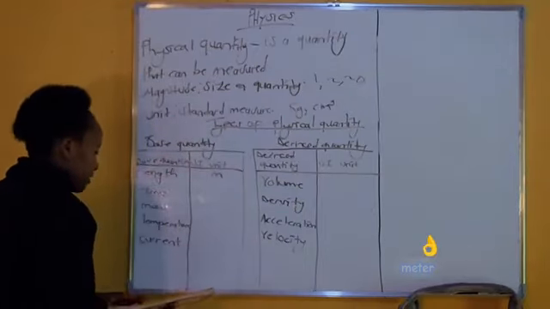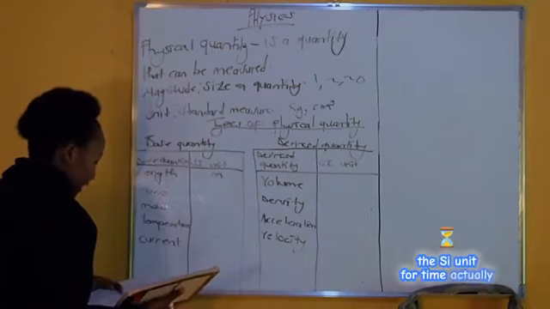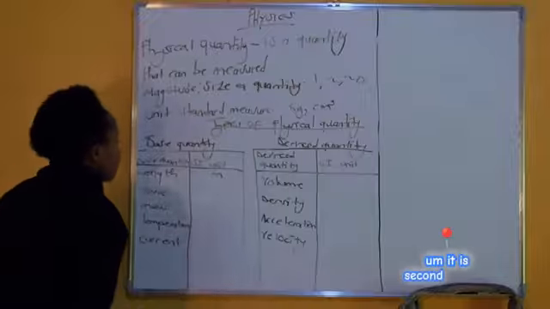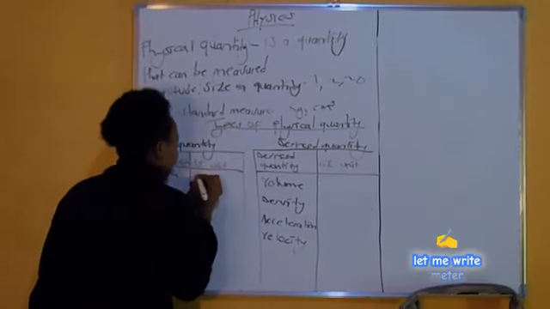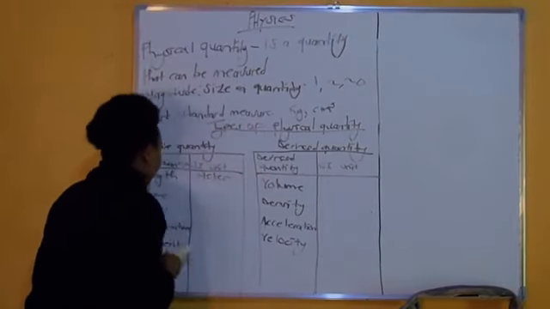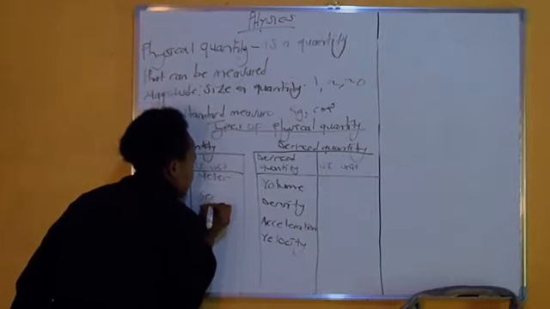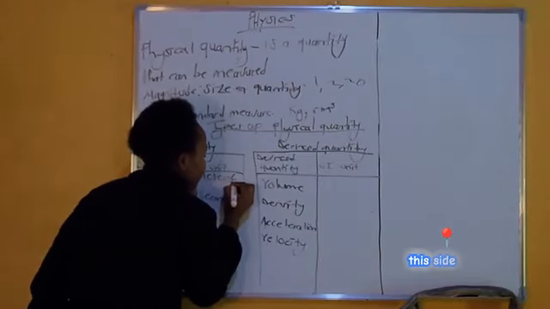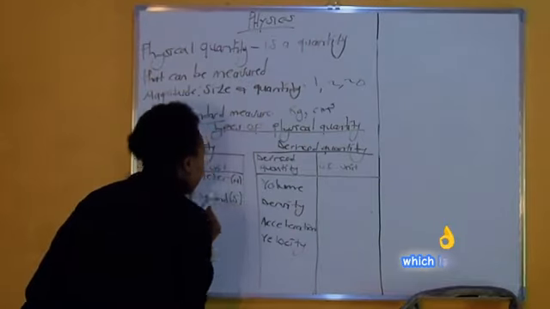So this is a meter. Time. The SI unit for time is seconds. Let me write meter. Time, it is second. That's the SI unit. I'll be writing the symbol on this side. Here it is meter, which is m, and here it is s, which is second.